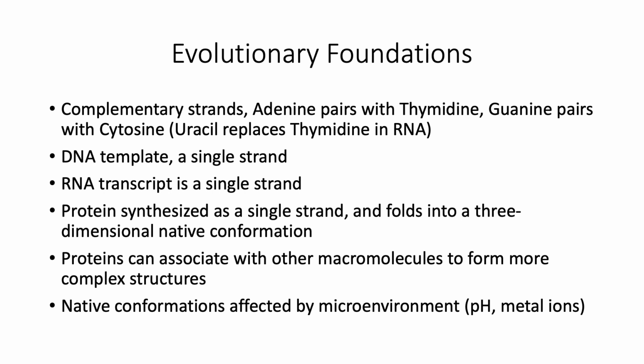So we'll be talking about this when we get to nucleic acid structure, but the nucleic acids have bases, and there are four main bases in DNA and four main bases in RNA with a switch of one for the other. So we have complementary strands. Adenine, which is a double ring, pairs with thymidine, which is a single ring, and guanine, a double ring, pairs with cytosine in DNA, and uracil replaces thymidine in RNA.